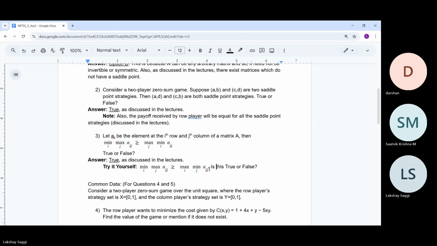So these kinds of things. Satvik, Darshan, this has not been discussed in the lectures, but I would like you guys to think about it. Just whatever comes to your mind. If there comes any reasoning for why this is true, maybe type it out in chat. If you think this is false, just type it out in the chat. Think about it for at least 2-3 minutes.